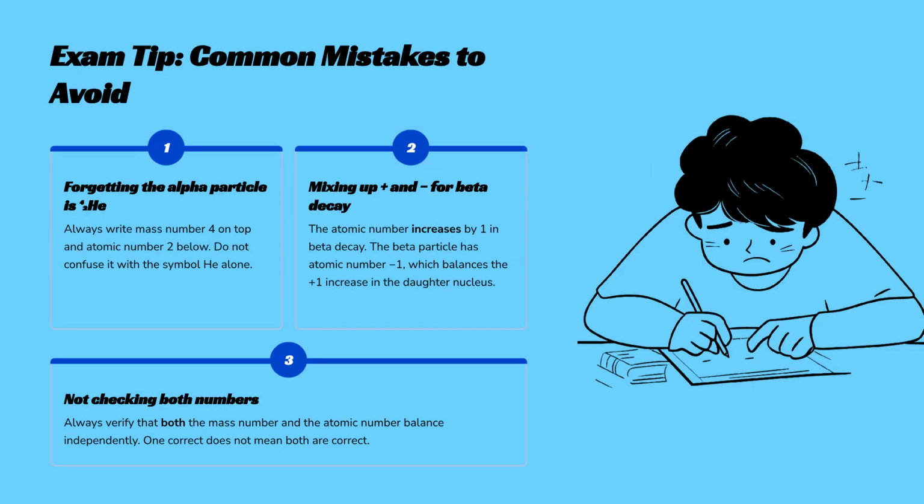Common mistakes to watch for. Don't forget the alpha particle notation. Be careful with the positive and negative signs in beta decay, and always check both numbers.